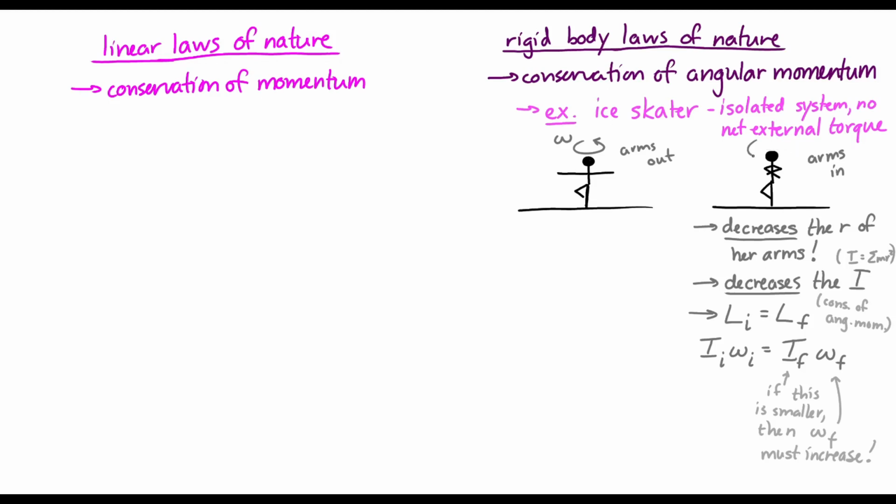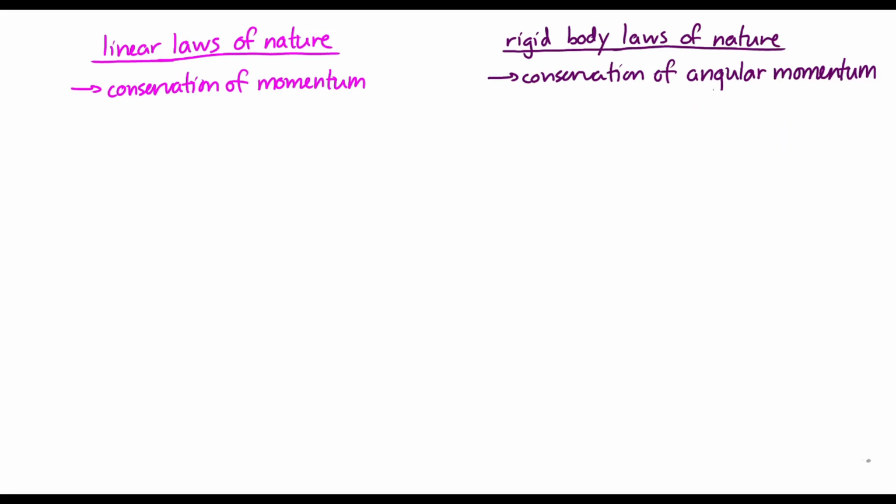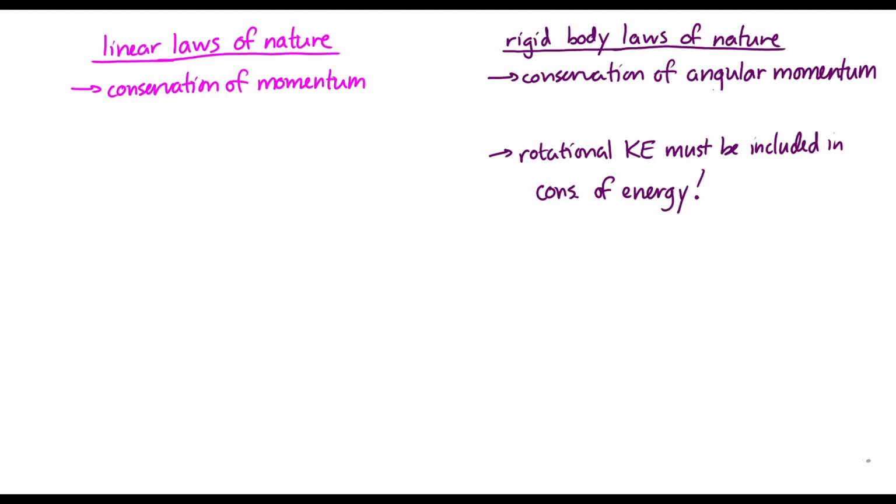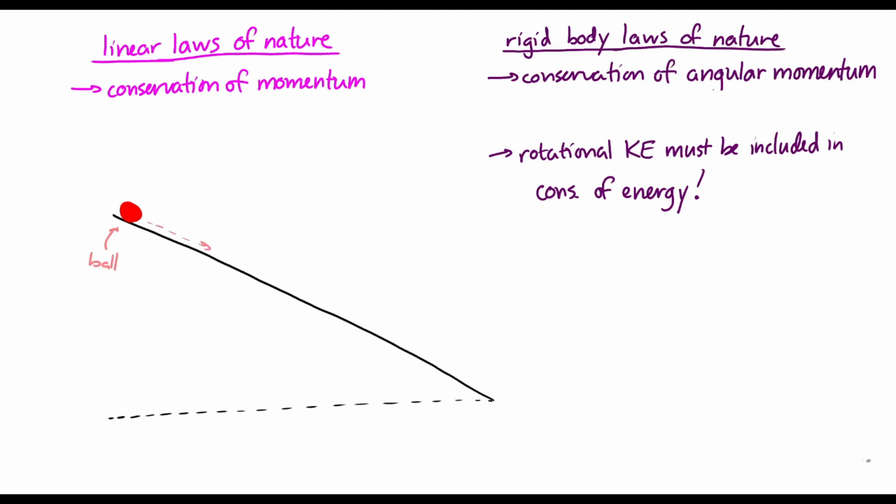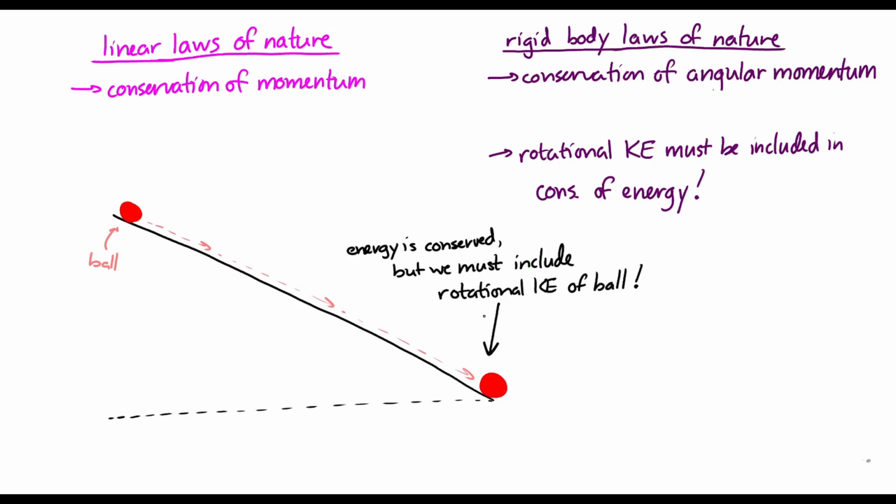Also, rotational kinetic energy should be included when we talk about conservation of energy. So when we think about an example where we have a ball rolling down a ramp, it turns out that energy is conserved in this situation, just like we'd expect, but we must include the rotational kinetic energy of the ball. So if we have the ball at rest at the top of the ramp, the only type of energy it has up there is gravitational potential energy.